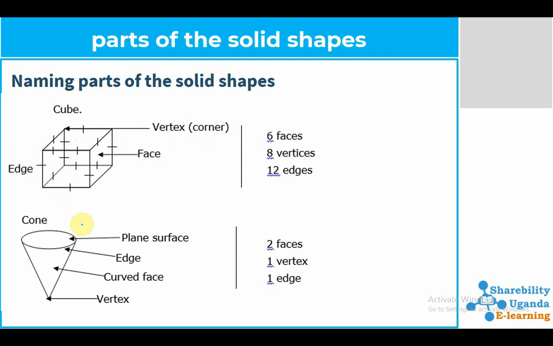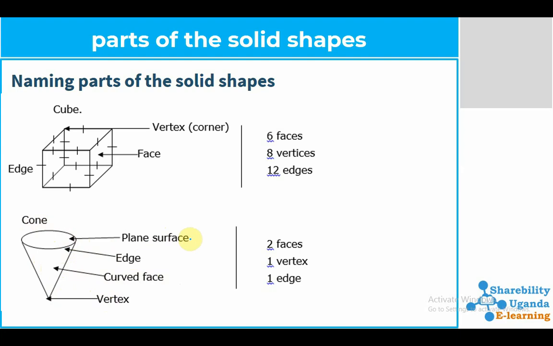We also have what we call a cone. A cone also has vertices. It also has a curved face. It also has an edge and a plane surface.